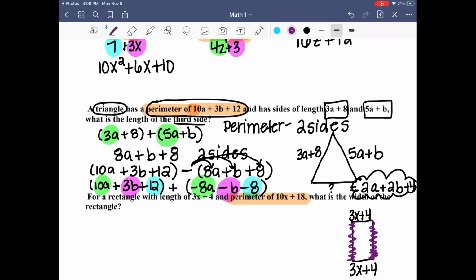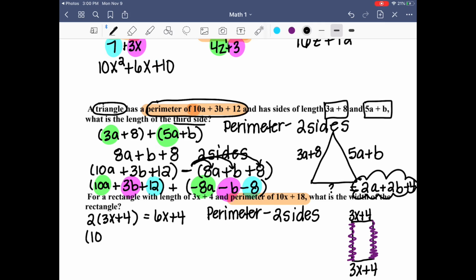So I'm going to start by adding up my 2 sides that I already have. All right, so I'm going to add 3x plus 4, and I'm going to multiply that by 2 because they're 2 of the same. And that's going to give me 6x plus 4. So now I'm going to take the perimeter and subtract the 2 sides. So my perimeter was 10x plus 18, and we're going to subtract 6x plus 4.